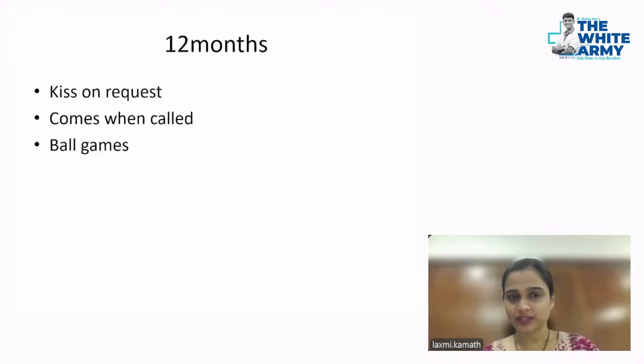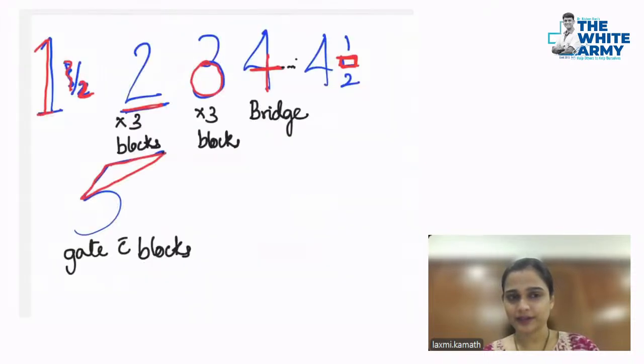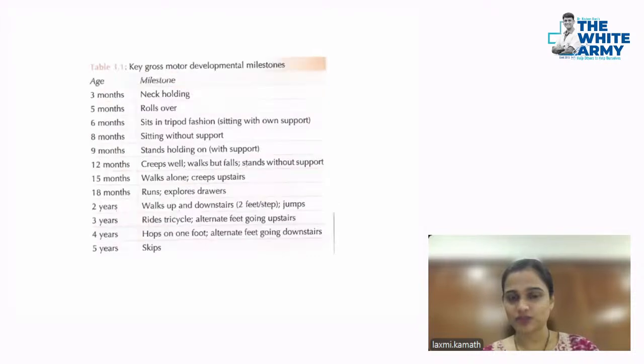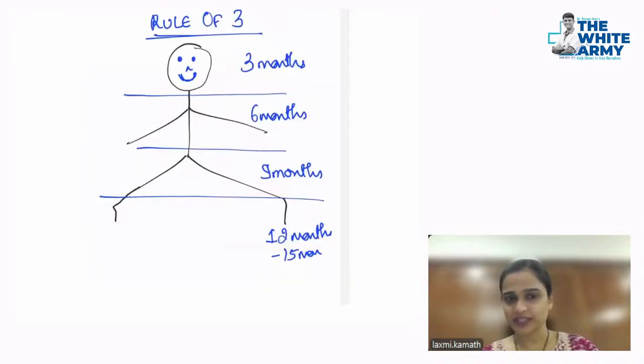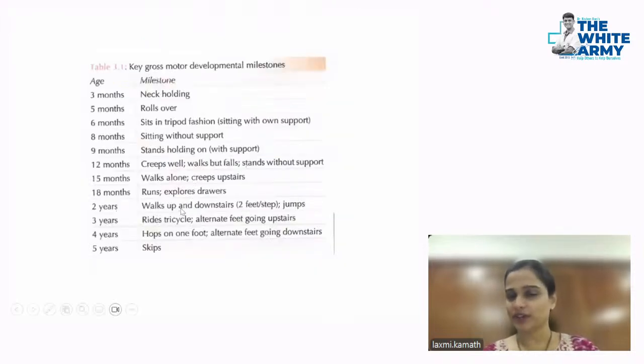So just for a quick recap. Now the gross motor milestones, you remember by the rule of 3, and then the creeping, crawling, walking, cruising, the new words that we have used, walking up and down stairs.